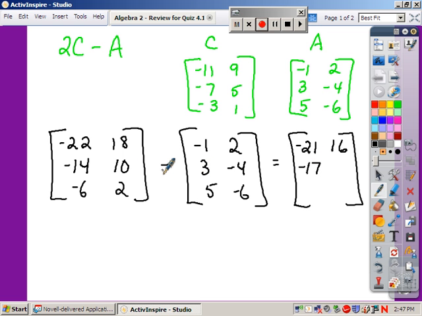10 minus negative 4, so again, minus and negative really means plus. So we're actually saying 10 plus 4 is 14. Negative 6 minus 5 more is negative 11. And 2 minus a negative 6, that's like 2 plus 6, so our answer is 8. And this will be your final answer to 2C minus A.